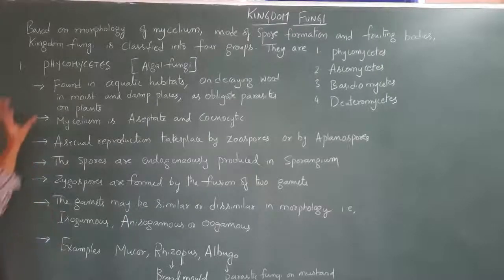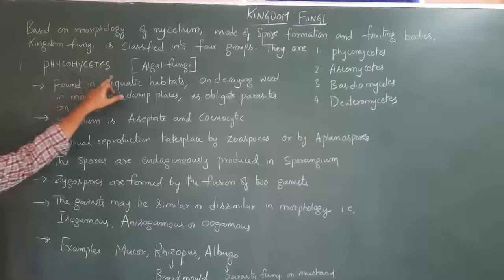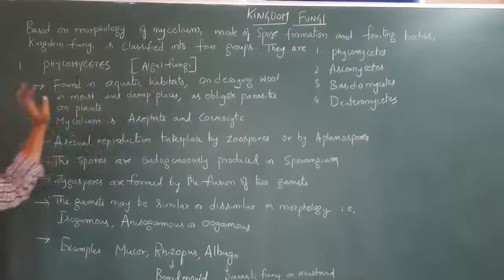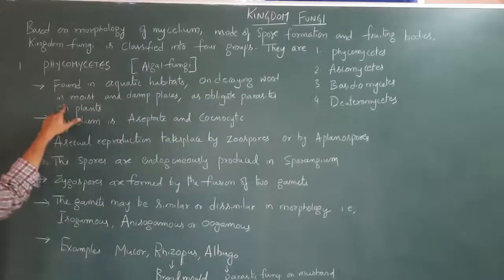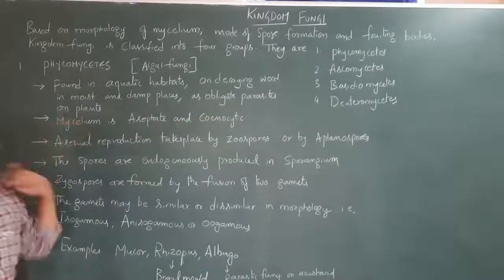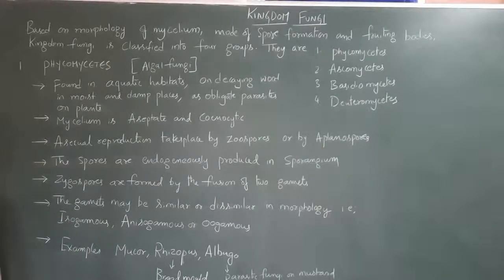Because if you see the characteristics of the phycomycetes, those characteristics are similar to that of the algae, hence it is called algal fungi. Next, they are found in aquatic habitats, on decaying wood in moist and damp places, and as obligate parasites on plants. These fungi usually live in water bodies and also on decaying wood. Decaying means here the wood is about to degrade.